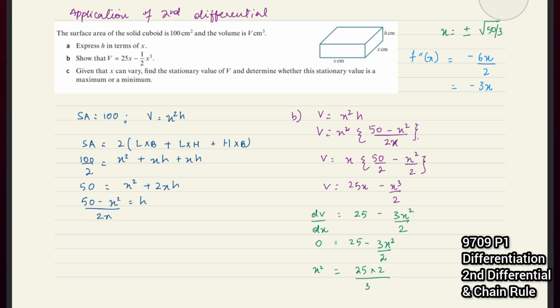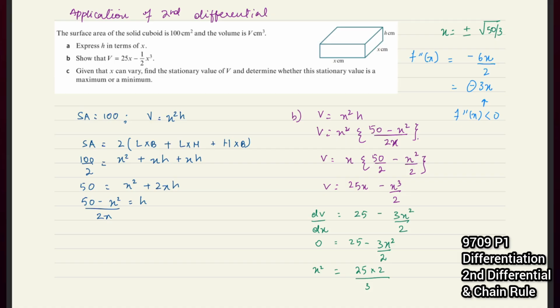Since x is the side of this cuboid, it cannot be negative. So when we pick x positive, root 50 upon 3, the second differential is going to be negative always because there's a negative sign. So when the second differential is less than 0, it's maximum.